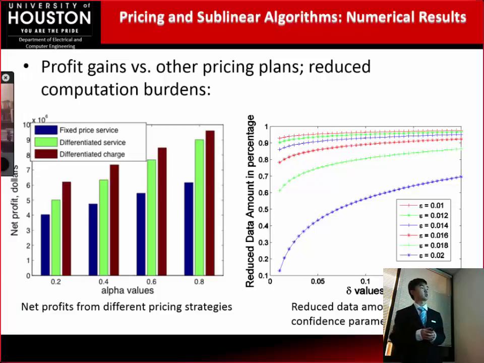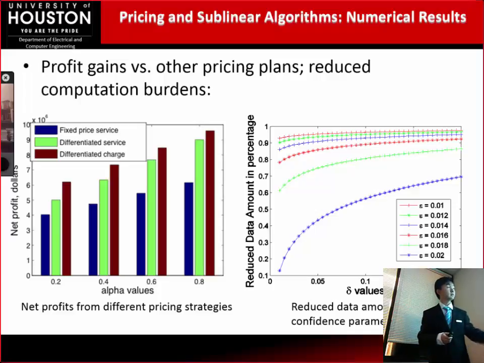And we also investigate the efficiency of our proposed algorithm in facilitating the computation. We vary the delta values and also the error bounds to see how much data we can reduce. This is a percentage plot. As we see, if we loosen the constraints of our proposed algorithm, for example, setting the delta value to be very large, which indicates that we are not very certain whether our algorithm will work, it will reduce almost 0.9% of the data.